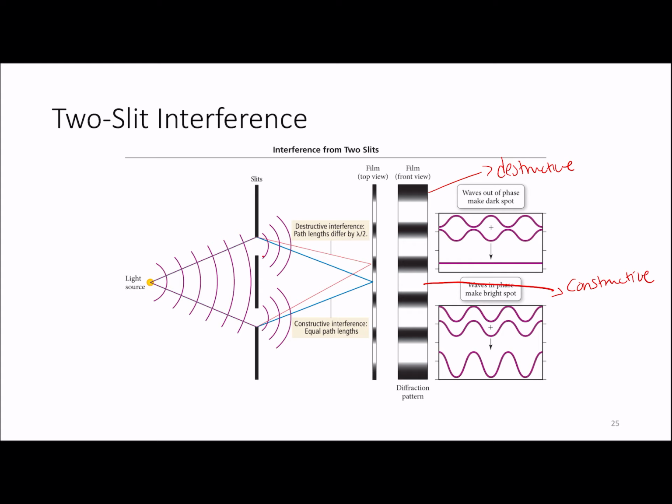So what's important is that all waves do this. So if you shine any wave at any barrier with two slits that are about the size of the wavelength, you'll see this same interference pattern. But if you do this with particles, you don't. So this will come back a little bit later.